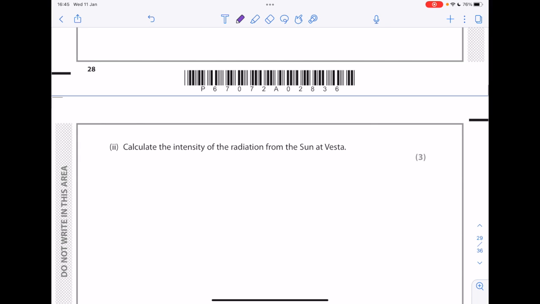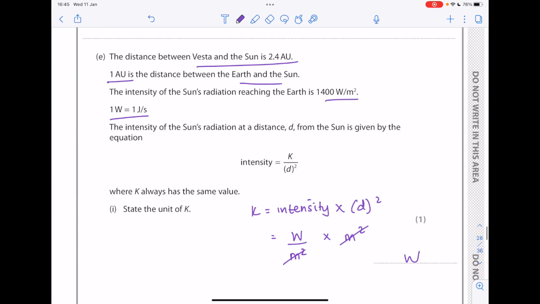Calculate the intensity of the radiation from the Sun at Vesta. Let's steal this equation.